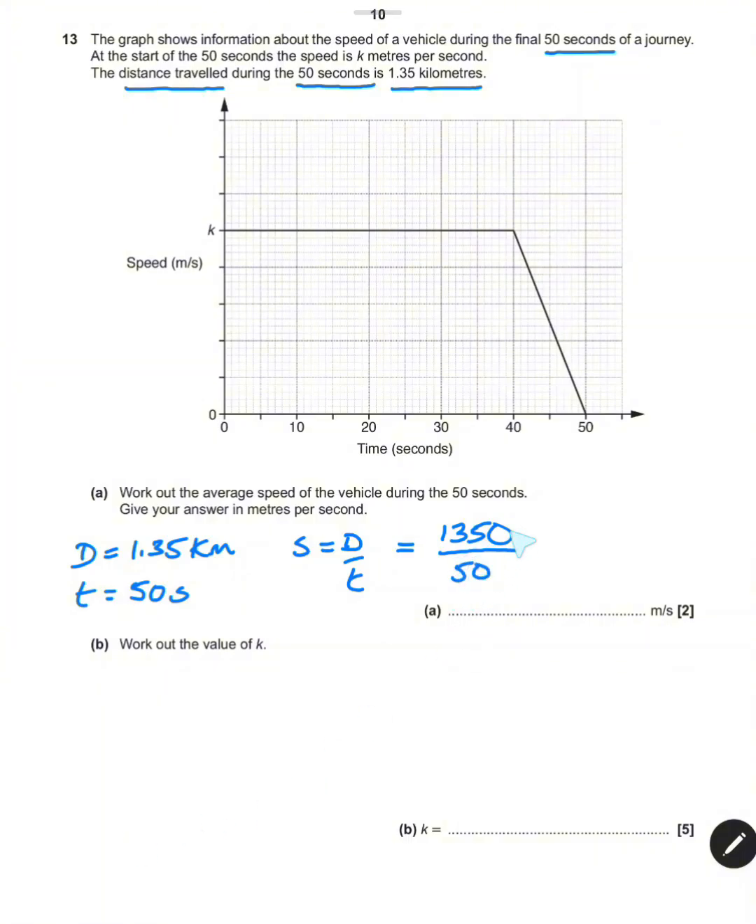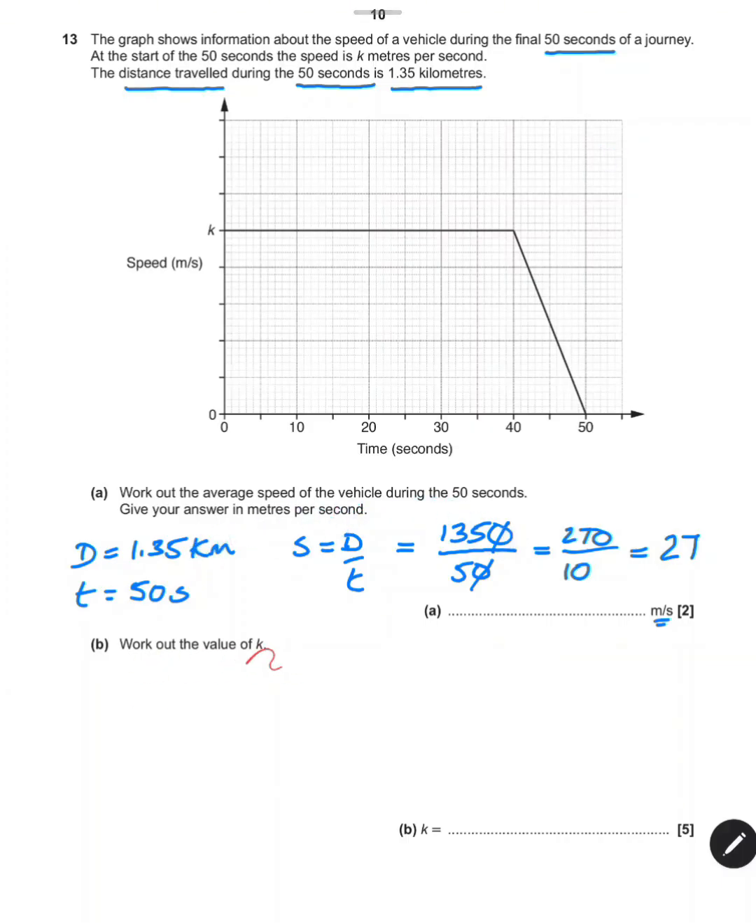What we can do is straight away get rid of those two. We've got to do 135 divided by 5. Well, I'm going to change that. I'm going to double top, double bottom. And we'll get 270 divided by 10. It's the same calculation. It's just an equivalent fraction. 270 divided by 10 is 27. That is in metres per second because I did the conversion from kilometres to metres straight away.